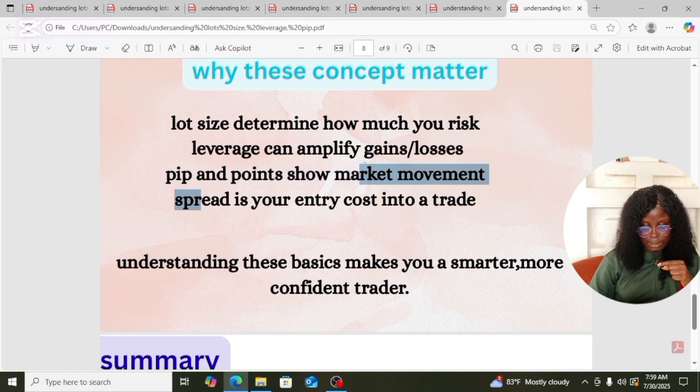So what about pips and points? Pips and points show the market movement. In every market movement, it's going to show you that, okay, the market just moved 10 pips in our direction. So the spread is your entry cost into a trade. The spread is the commission you give to the broker, the cost of your entry. Understanding these basic things will make you smarter and more confident as a trader. You need to understand all these little points as a beginner trader.